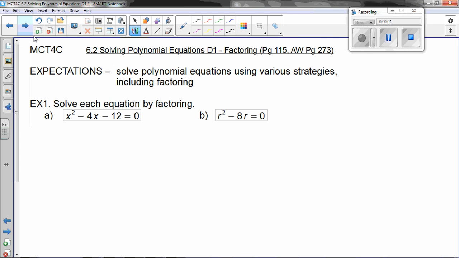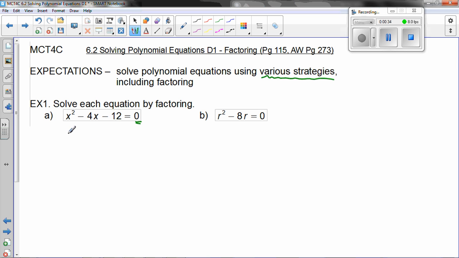Back with part 2, example 1. The expectations today, and for the next couple of days, are solving polynomial equations using various strategies, including factoring. Today we're going to concentrate on the same technique we had in the 3-minute review, which is factoring. We've got one side equal to 0, and we make the rest factors in brackets, and then we'll be able to pick off the solutions just as quickly as we picked off the x-intercepts of the polynomial function.